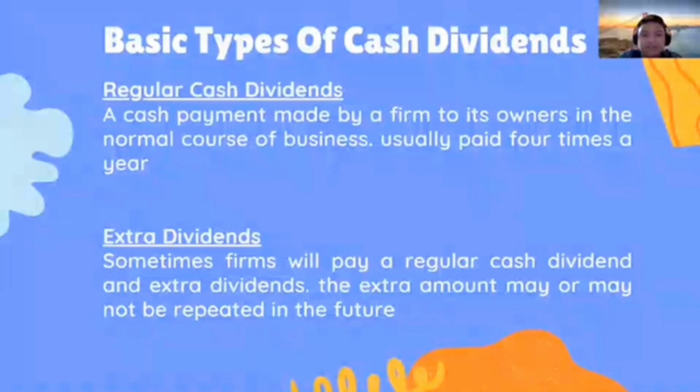The second one is extra dividend. Sometimes a firm will pay a regular cash dividend and an extra dividend. The extra amount may or may not be repeatable in the future. So basically an extra cash dividend is just a dividend you pay alongside a regular cash dividend.